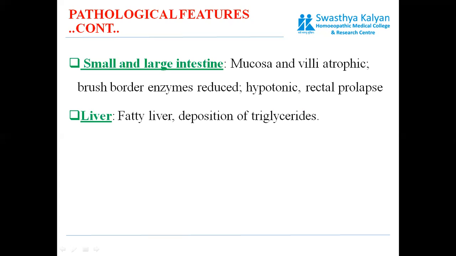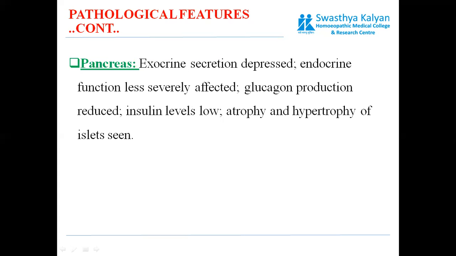Then liver: fatty liver, with deposition of triglycerides. In the pancreas, exocrine secretion is depressed, and endocrine function is affected to a lesser degree. Glucagon production is reduced, insulin level is low, and atrophy and hypertrophy of the islets are seen.